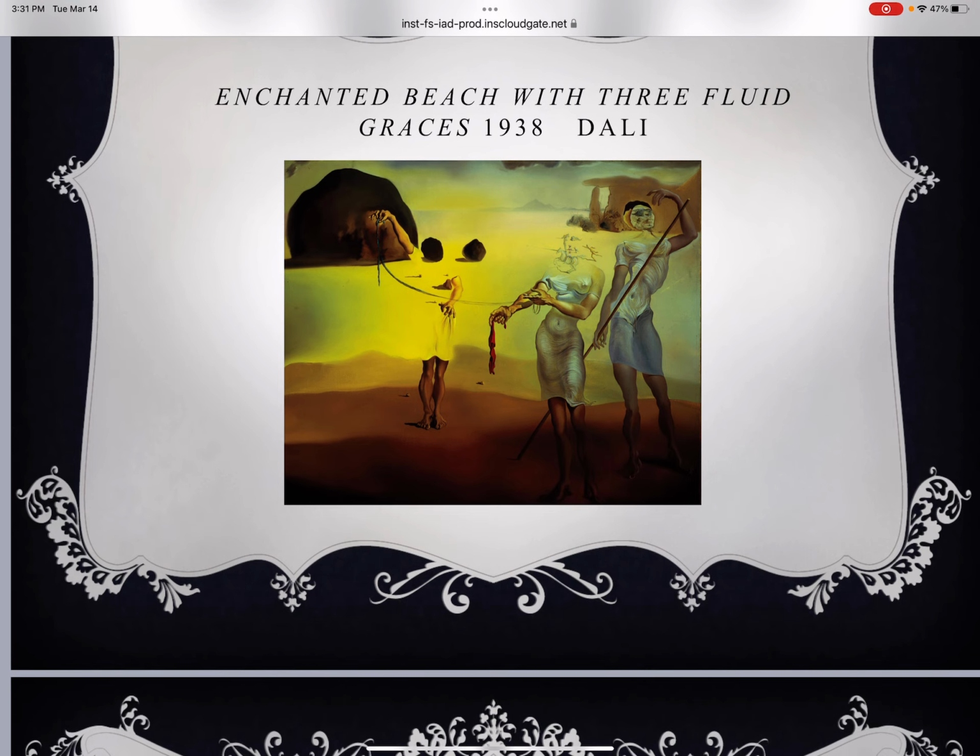I know we went over Enchanted Beach with Three Fluid Graces before in class, but if you look at the figure that represents death out of the three fates, her head is literally a boulder. We're just making it look like a head, but it's actually a boulder. The other two faces are called fictions, and we'll see that in a second. But I just wanted to show you that it's not possible.